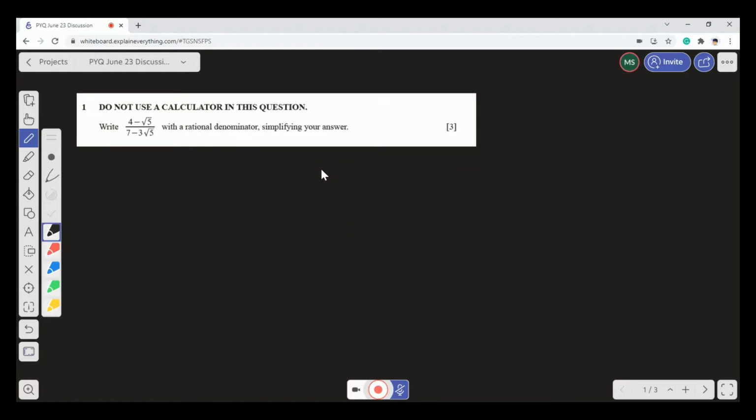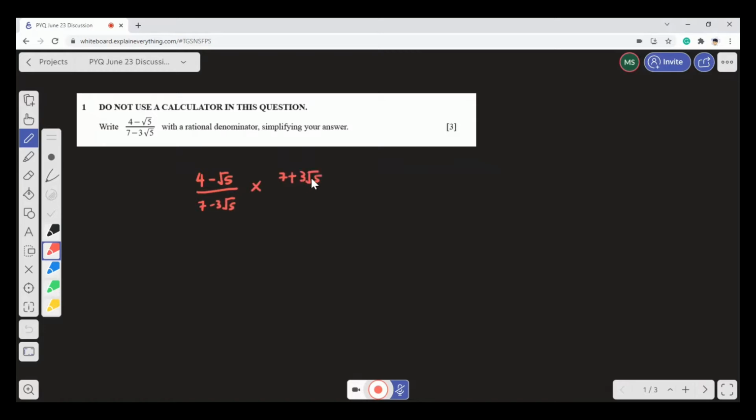As we see, the first question usually is a 3-mark question. You have to score. So when we see this kind of question, we know what we should do. What should we do here? Rationalize. Yes, rationalize. So 4 minus root 5 over 7 minus 3 root 5. May I know rationalize by what? 7 plus 3 root 5. 7 plus 3 root 5, yes.